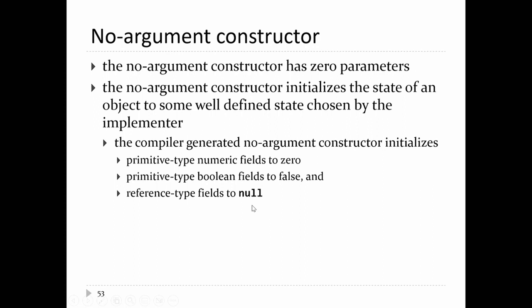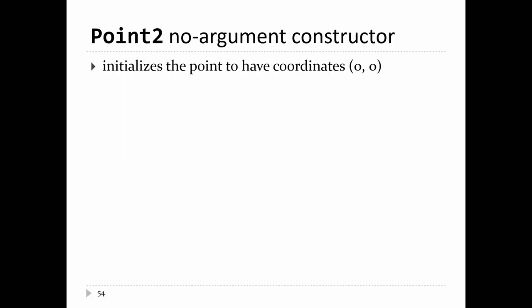to null. So for the Point2 no argument constructor, we get to decide what we are going to set the coordinates of the Point2 to. When you go to implement the no argument constructor, you have to ask yourself what is a sensible default point. You can argue for many different default points, but 0, 0 is probably the most sensible default point that you can come up with.